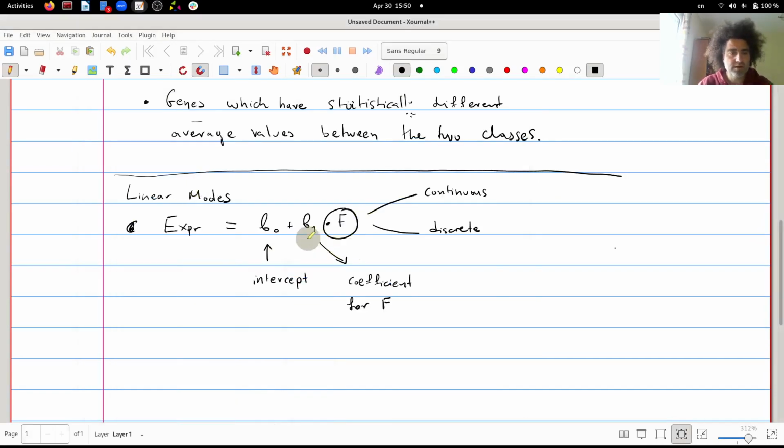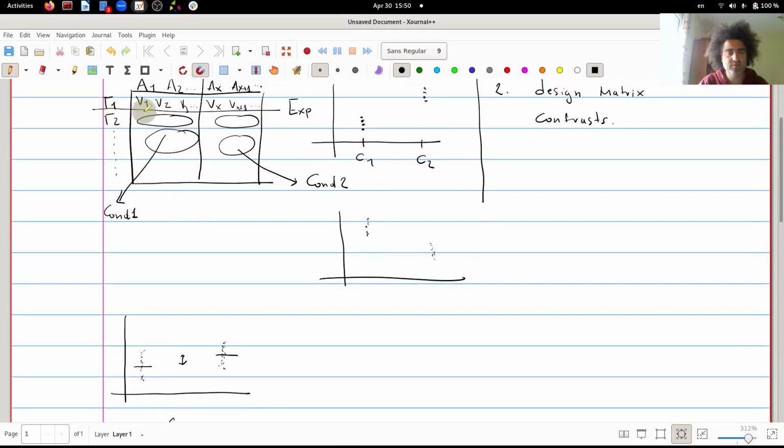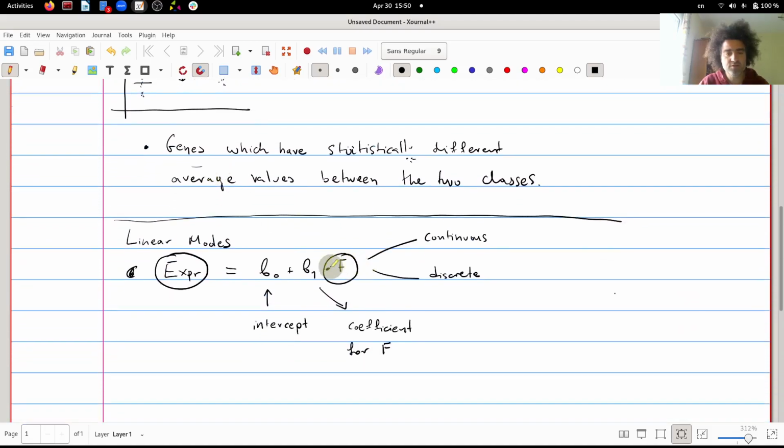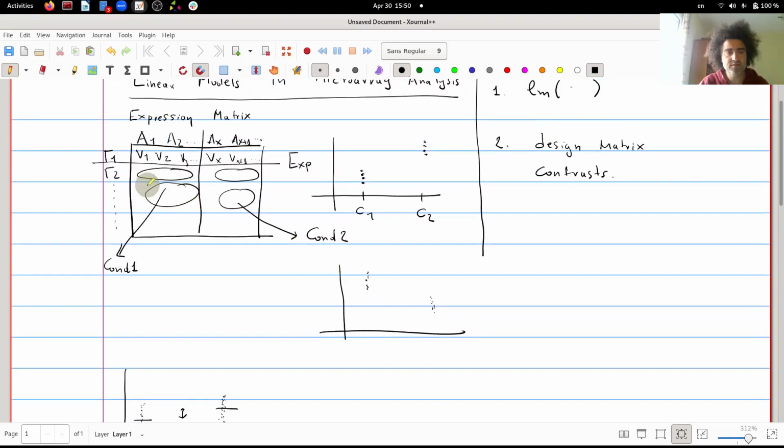Okay, so a linear model can be written in this form. So here we have the expression value, which is the value that we measure. Let's say that we focus now on gene 1. A similar process we will apply in every gene here. If we focus on gene 1, each of these values is an expression value. And what we try to achieve is to explain these expression values in terms of a factor here. So the factor here might be or should be the condition that we have here.